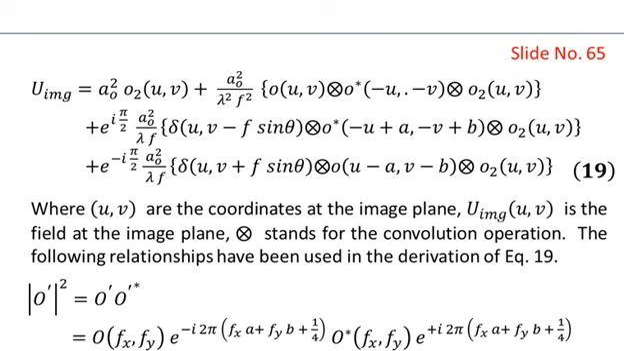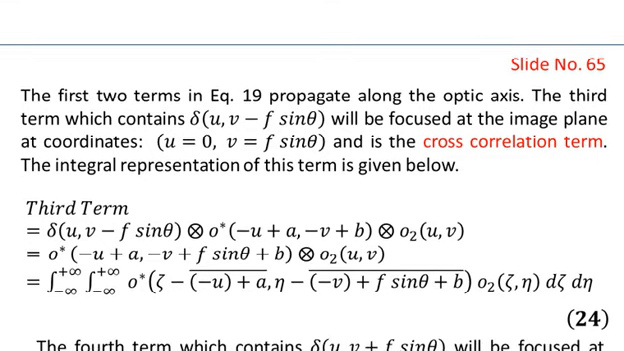So these two terms, the first two terms in equation number 19, propagate along the optic axis. The third term, which contains delta of u, comma v minus sine of theta, will be focused at the image plane at the coordinate u is equal to 0 and v is equal to f sine of theta. So look at the object coordinates due to this delta function.